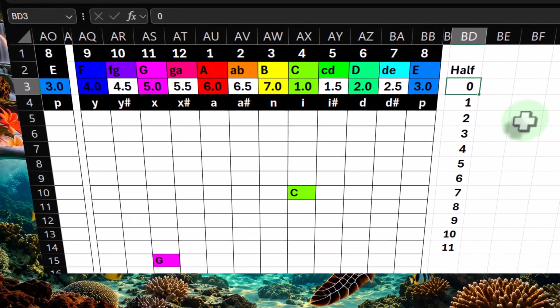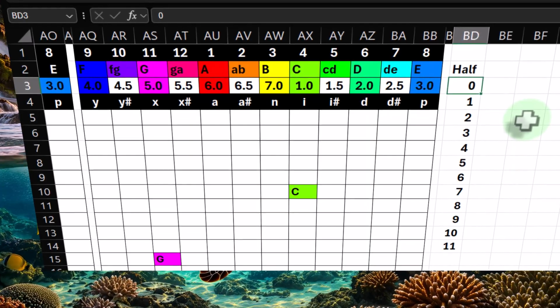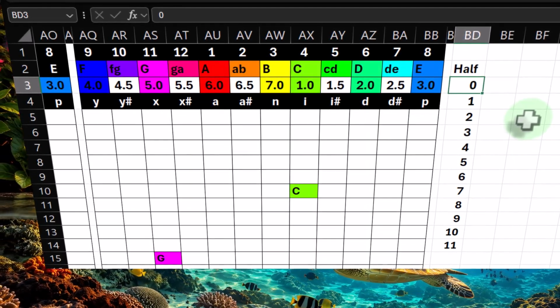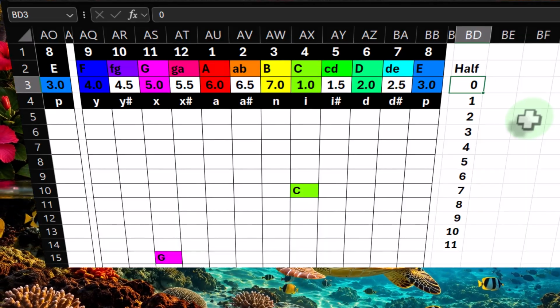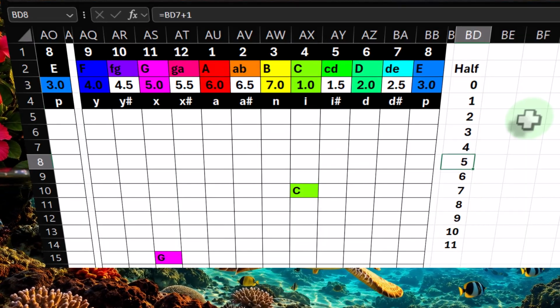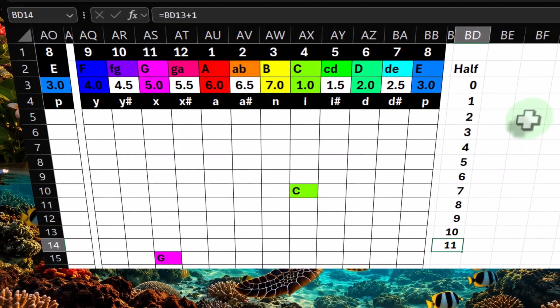So that means that if there's 12 places, 12 notes, whatever note we stand on, if it goes around in a circle, then that means we can take 11 steps from there, and that brings me back home.